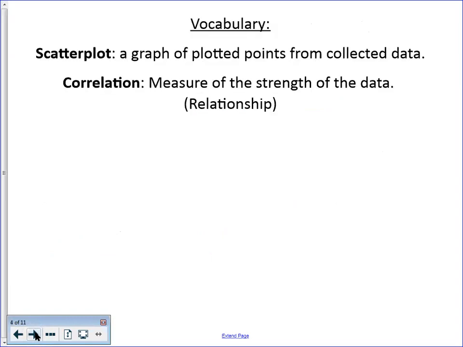Okay, so we're working on learning about scatterplots. You want to go ahead and write down these two definitions. Number one, what is a scatterplot? It's a graph of plotted points from collected data. Now, what is correlation? It's the measure of the strength of that data, okay? So like we saw in the warm-up, we can have positive, we can have negative, we can have no correlation, and then we're going to use some other terms to describe correlation here shortly.